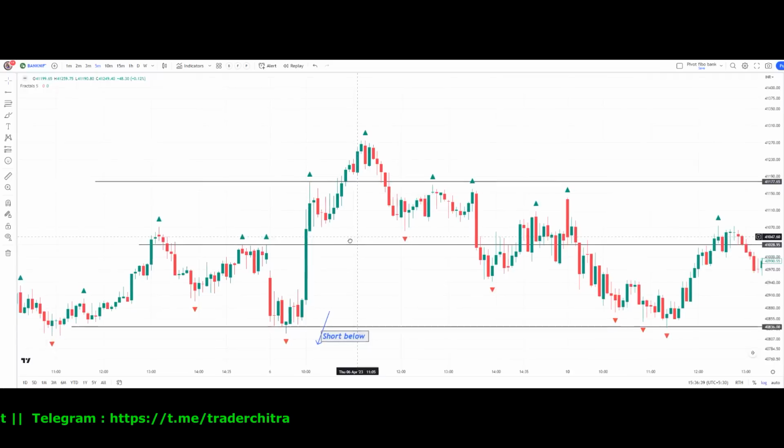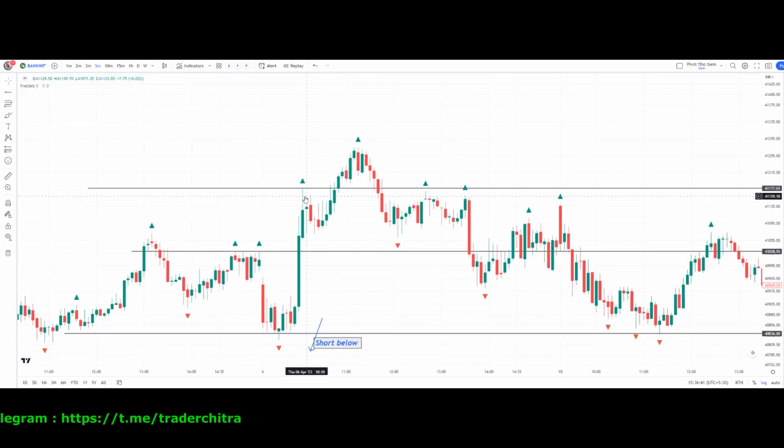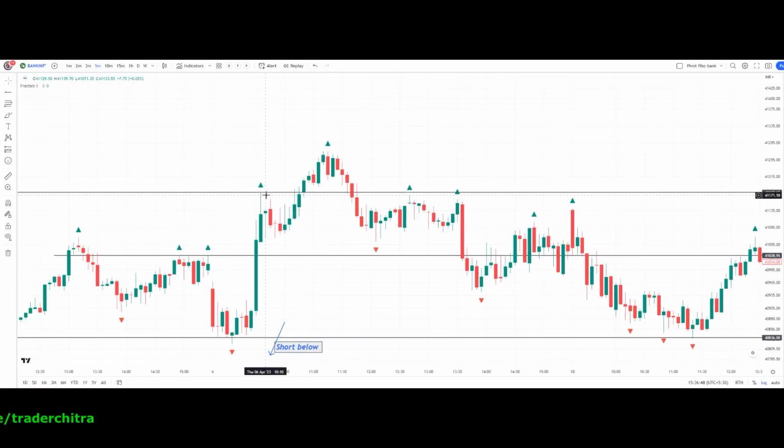Also one can enter if the price touched this level and we got a bullish fractal here. So only fresh longs above this level. If the price is breaking this particular level, then we can enter into the long trade.